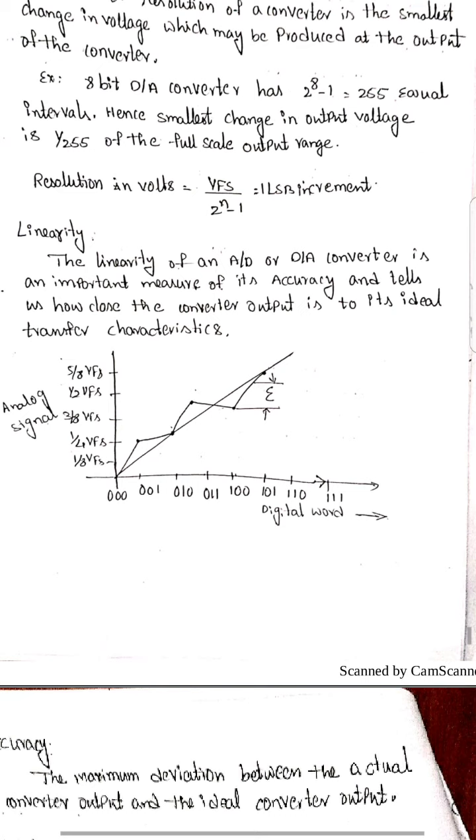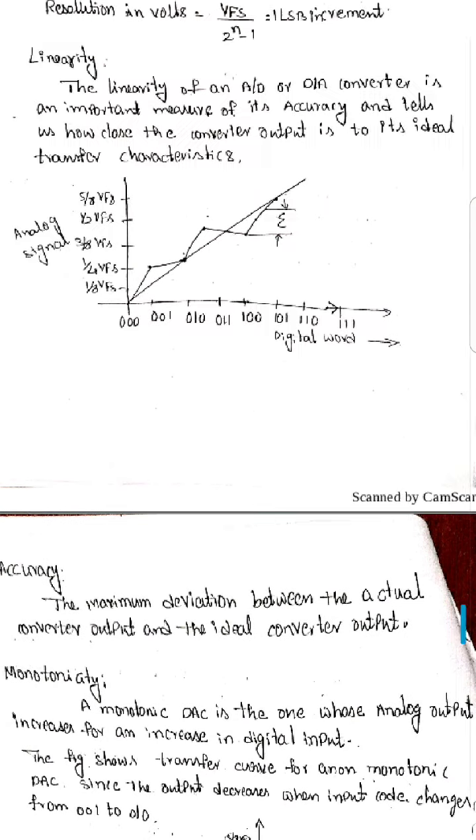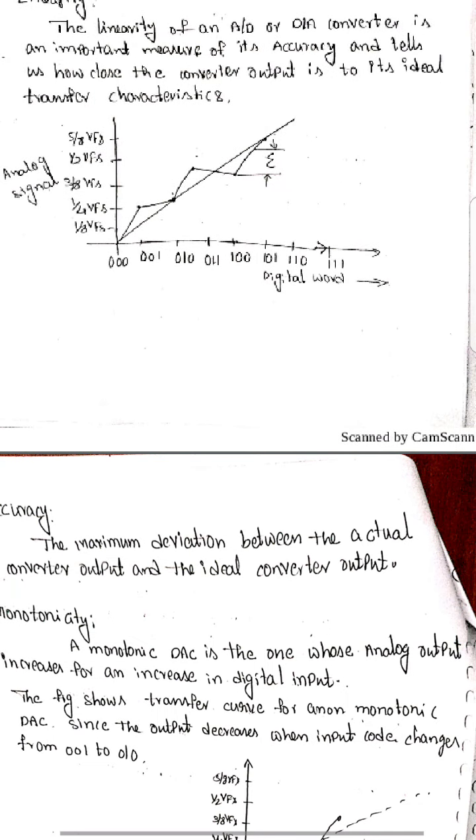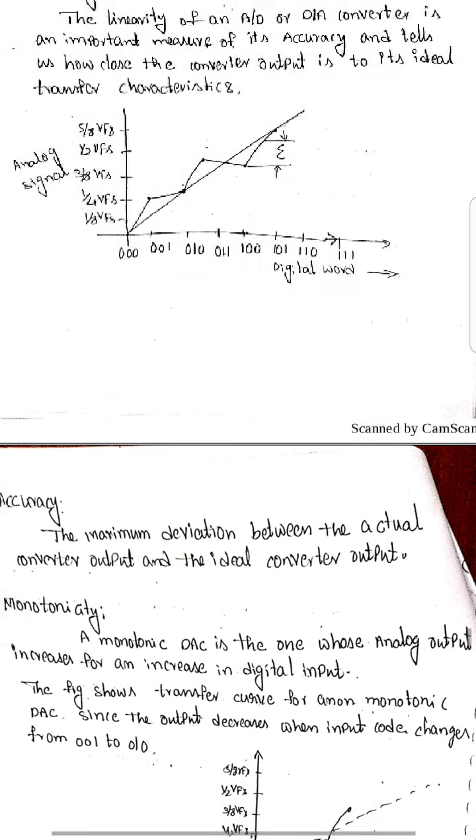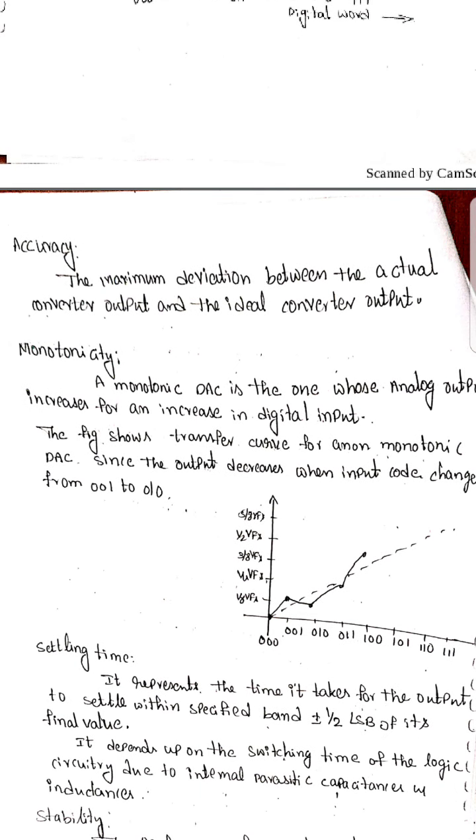Linearity. The linearity of an A by D or D by A converter is an important measure of its accuracy and tells us how close the converter output is to its ideal transfer characteristics. This is the transfer characteristic, digital word versus analog signal. Here we are taking 000 to 111, like this, from 1 by 8 VFS to 5 by 8 VFS. Accuracy. The maximum deviation between the actual converter output and the ideal converter output.